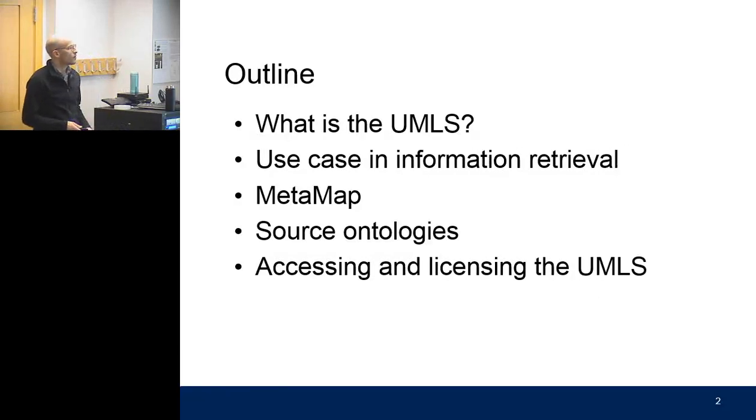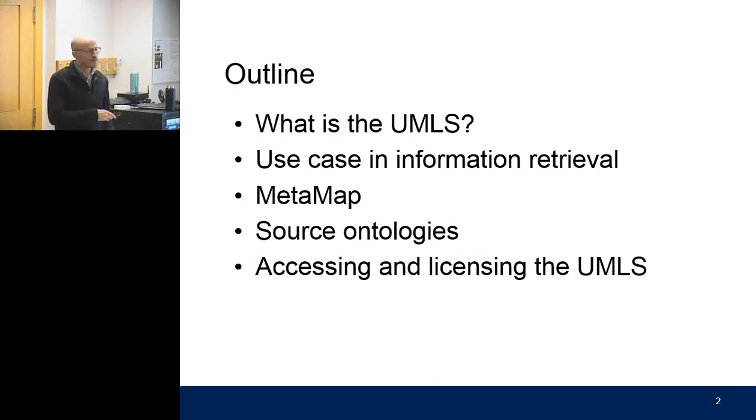So we'll cover some basic information about the UMLS, what it is, what it's comprised of. We will look at a use case of the UMLS in information retrieval. We'll look at a related tool called MetaMap. We will look at some of the source ontologies that make up the UMLS. And we'll talk about some of the access and licensing issues with using the UMLS.